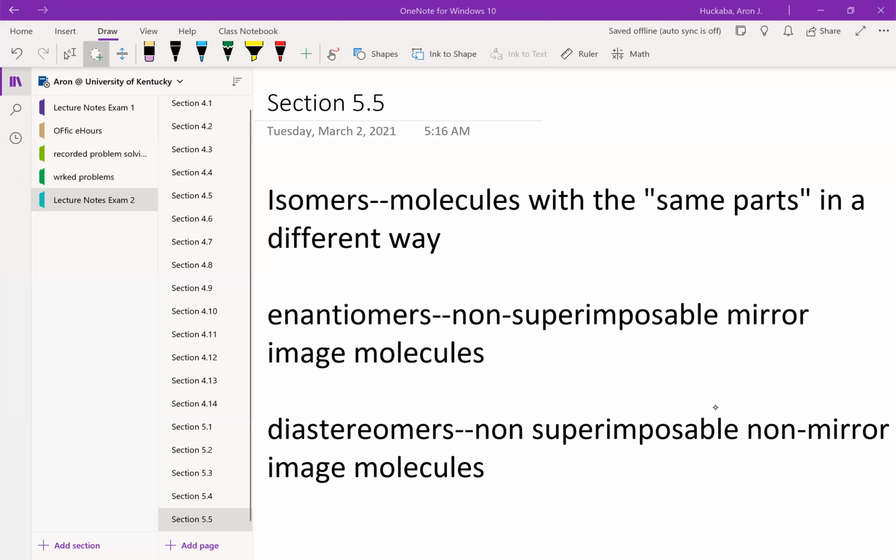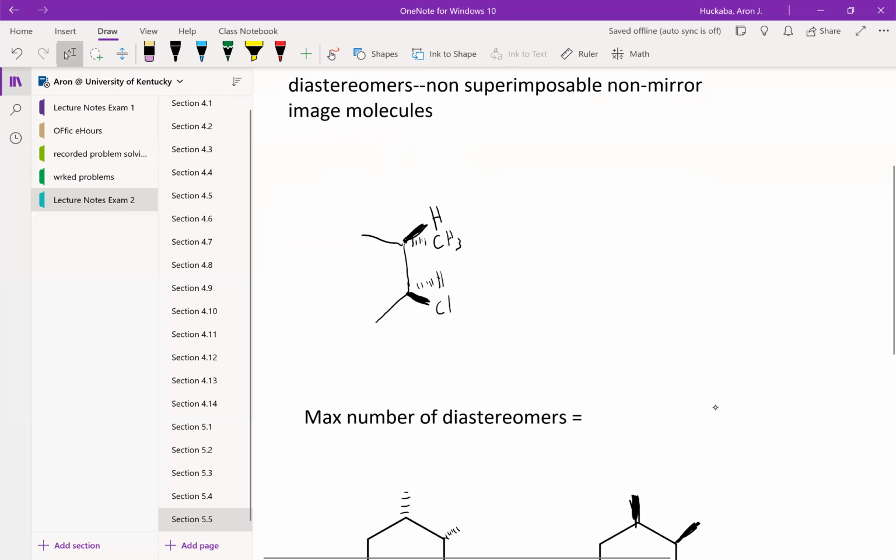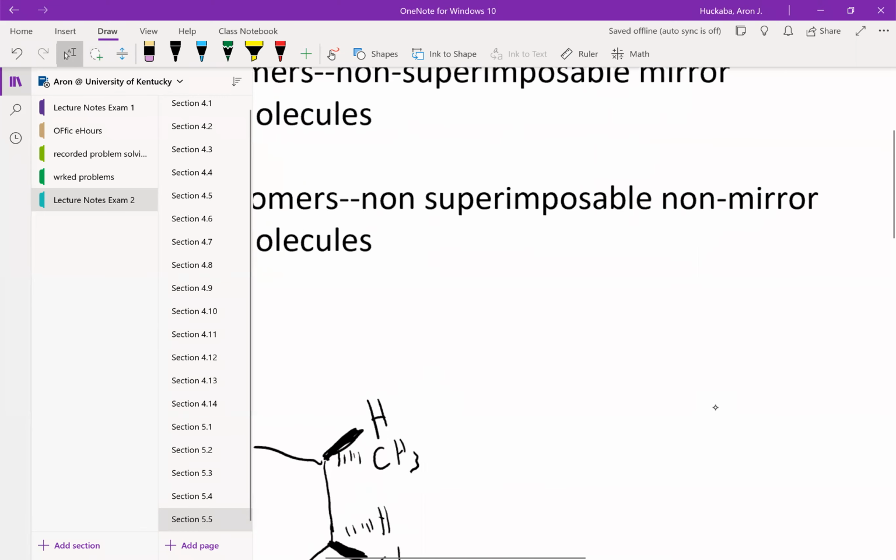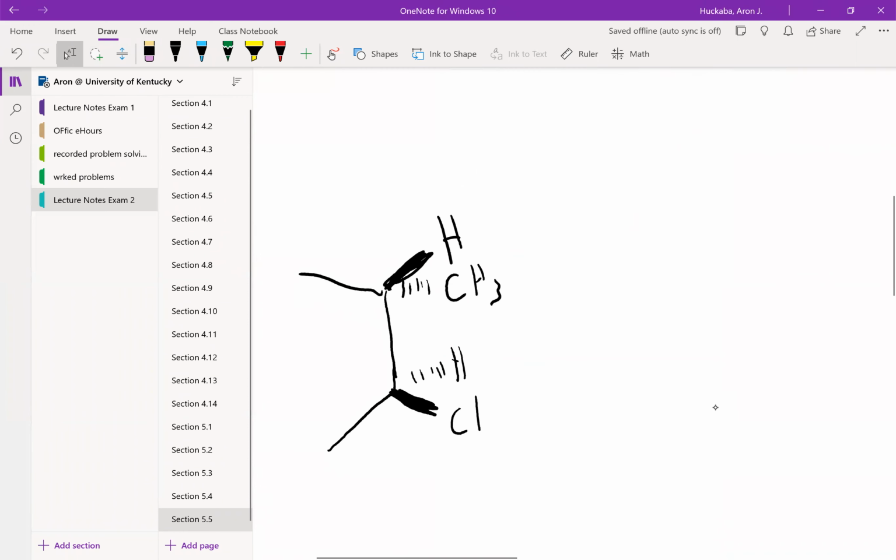But in this section, we're going to learn about what are called diastereomers. Those are non-superimposable, non-mirror image molecules. So what exactly does that mean? Well, why don't we start with this small example here. This molecule.